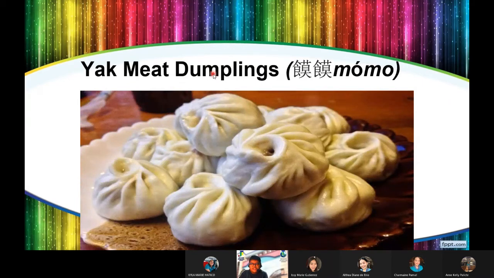dish in Chinese cuisine is what we call yak meat dumplings or momo. This is the word, yak meat dumplings. Momo. It's usually known as momo. This momo looks like siopao, but it's a small dumpling, a mini siopao, but the filling is yak, an animal like a bison, something like that.